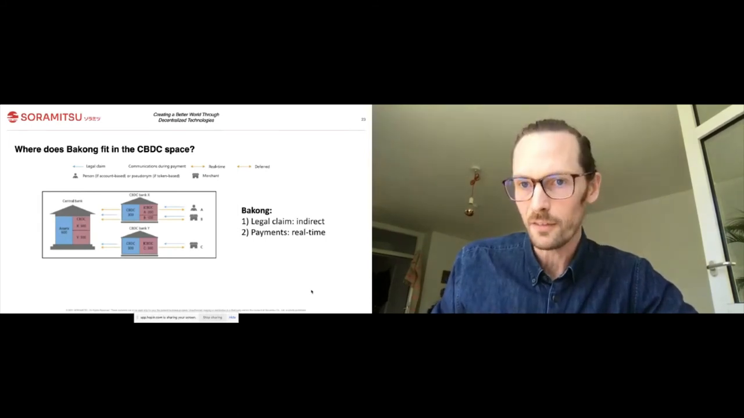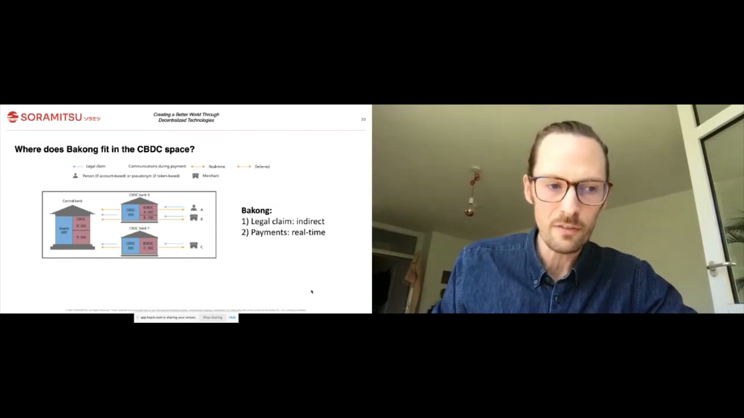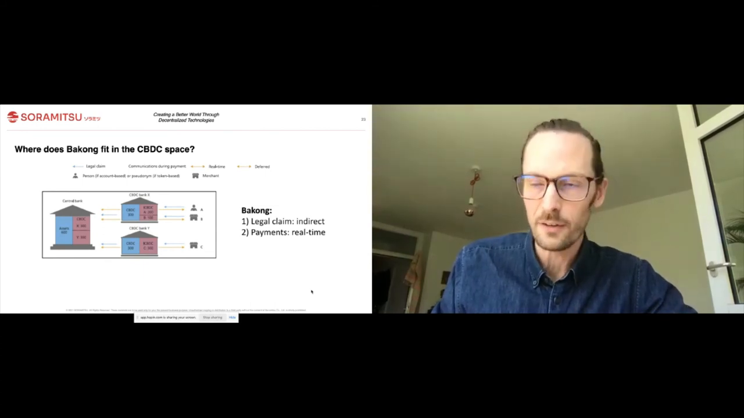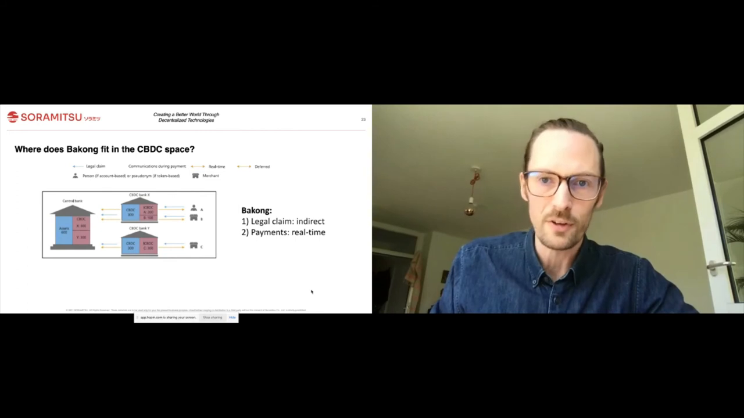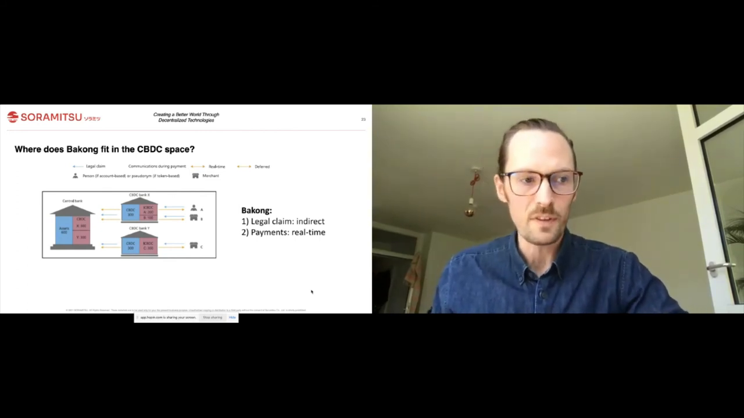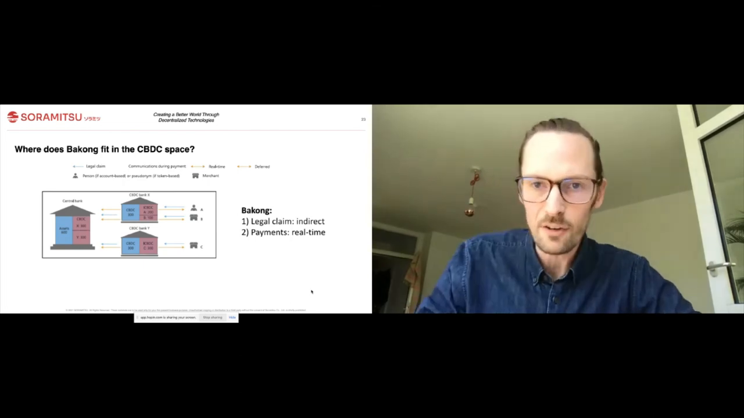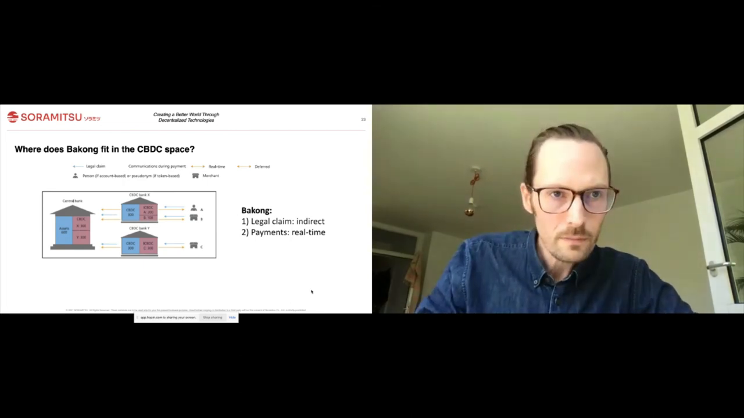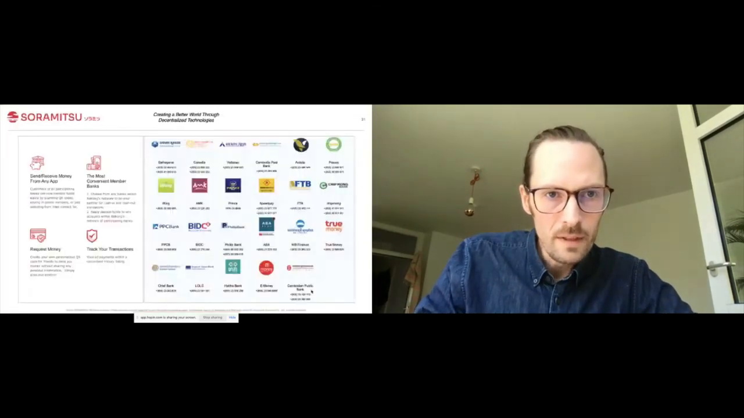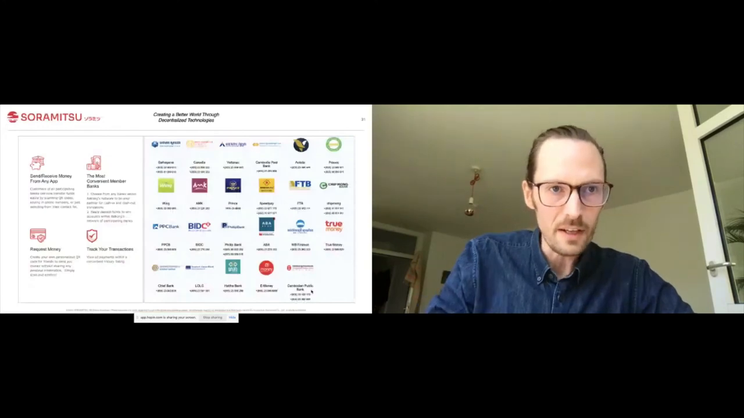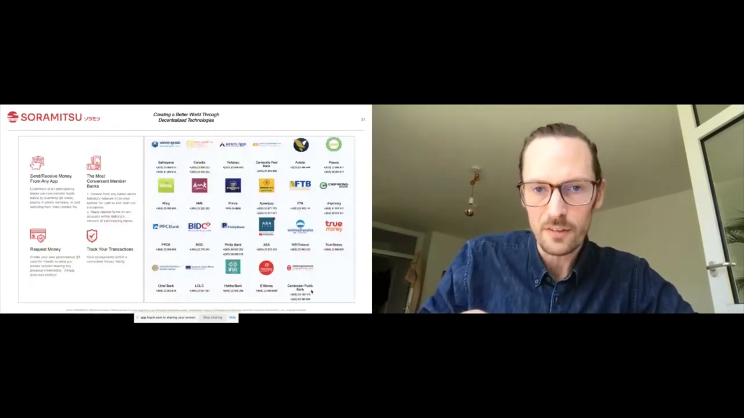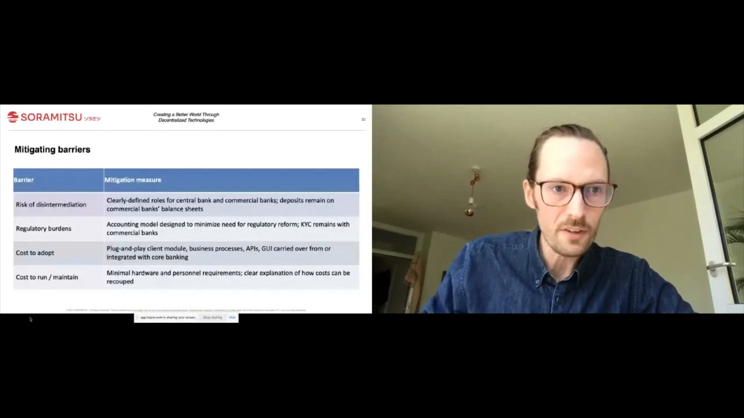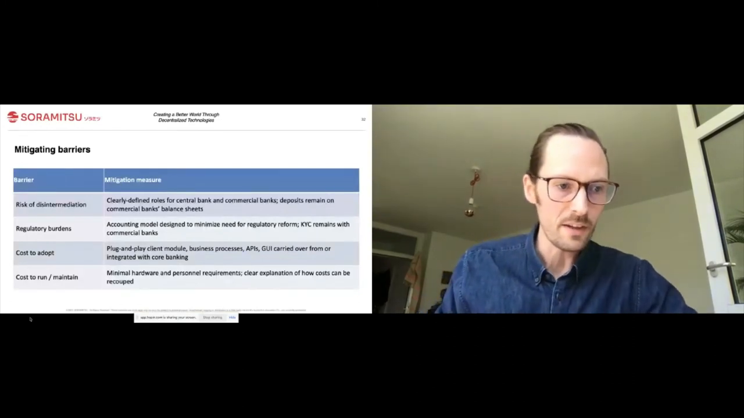And the benefit of this is that you achieve the advantage of final and irrevocable transactions with legal finality without the drawback of disintermediation. Because of the risk of disintermediation, here we have some barriers for private sector participation. The risk of disintermediation has been widely discussed.